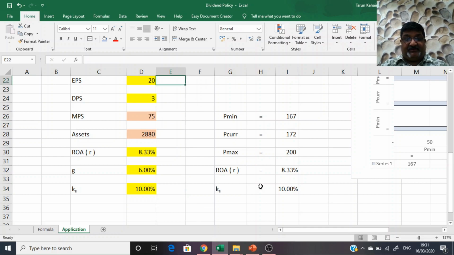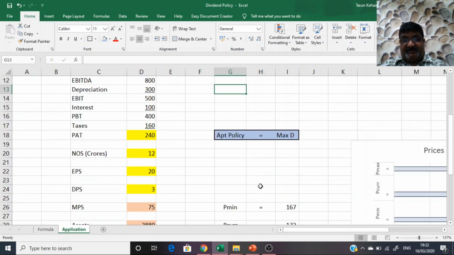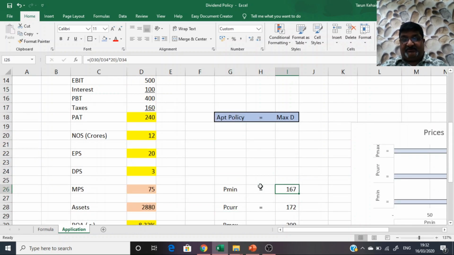Whereas if you see in this particular example, out of the 20 rupees that the company has earned per share, the shareholders are getting only 3 rupees, which is 15%. So the dividend payout ratio is only 15%. And therefore, this is not an appropriate policy. How do you justify that in terms of the formula and application of Walter's model?